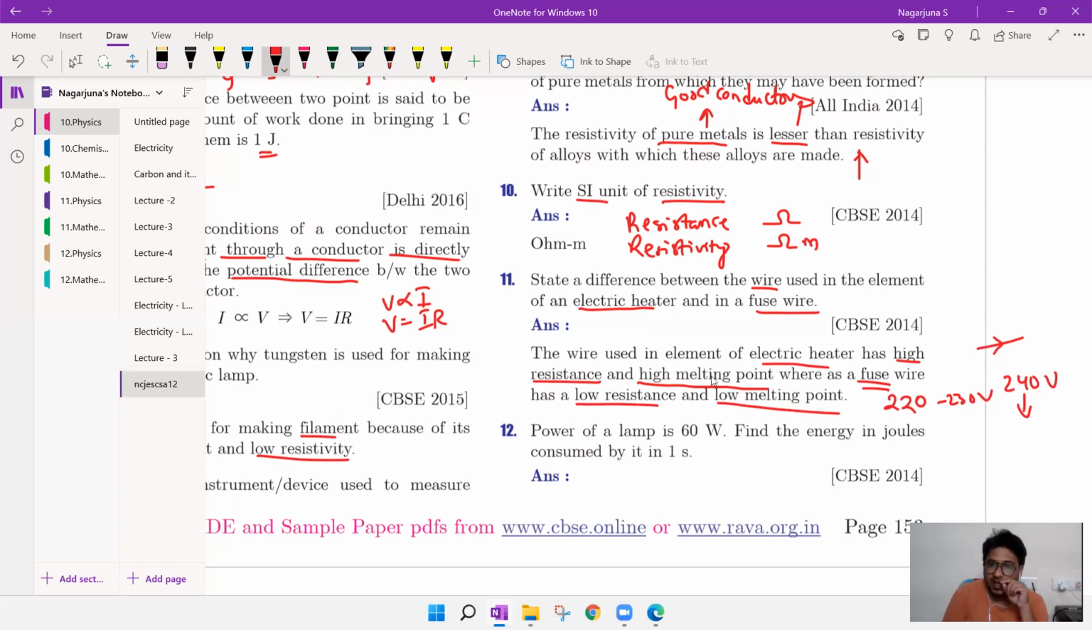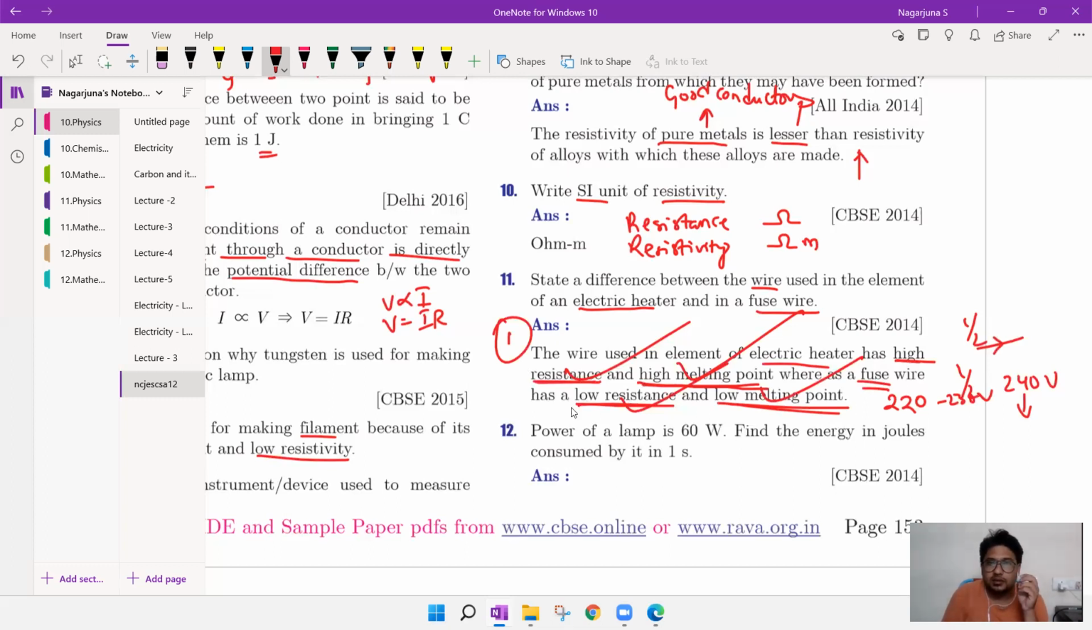So now the heart of the answer is the wire used in the element of an electric heater has high resistance. You have to underline this: high resistance and high melting point. While coming to fuse wire, low resistance, low melting point. So they will correct this. High resistance, high melting point, half mark. Low resistance, low melting point, half mark. You are going to get 1 mark.